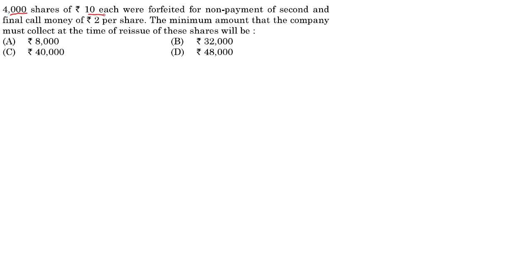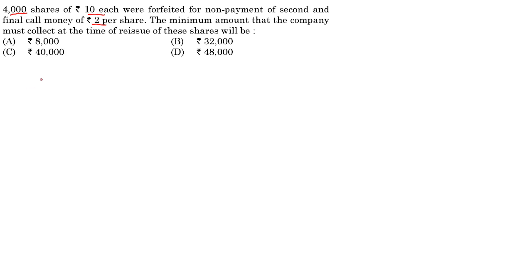4,000 shares of 10 rupees each were forfeited for non-payment of second and final call of 2 per share. The minimum amount that the company must collect at the time of reissue of the shares are. Okay, and now you need to keep in mind whenever we forfeit shares, some amount of money is credited to the share forfeiture account. And what I'm going to do is make the entry for share forfeiture just so that you'll understand.